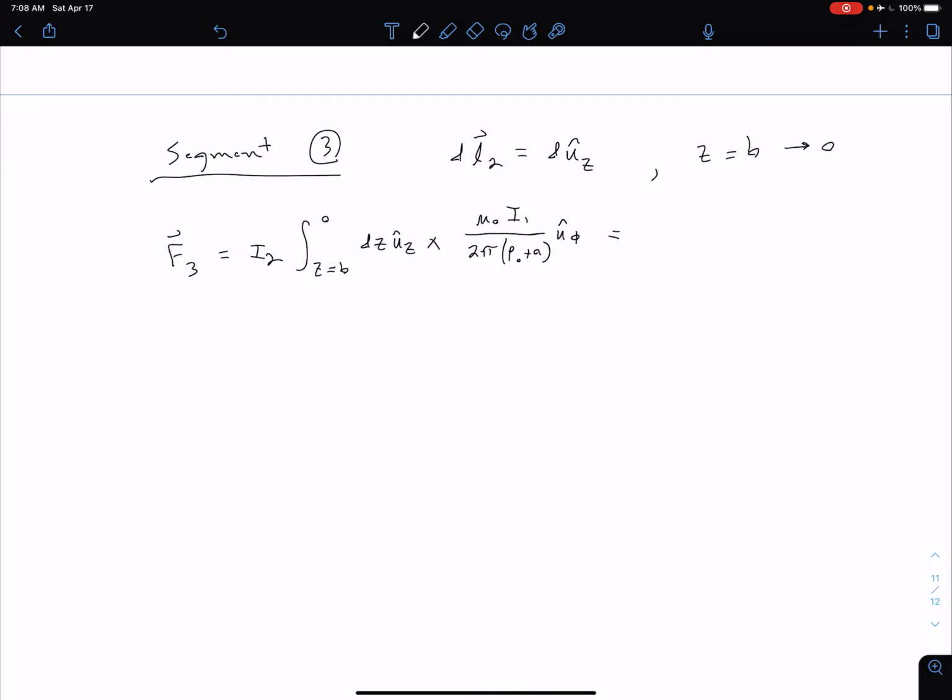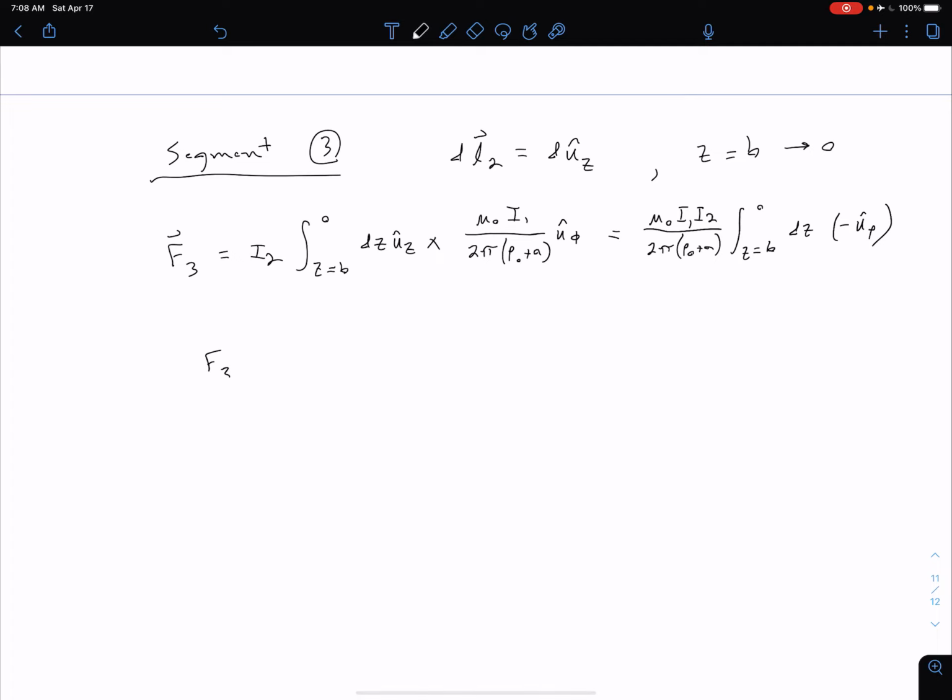And so again, we can pull out all of those constants. So we're going to have mu naught I1 I2 divided by 2 pi, and then our rho naught plus a is also a constant value, so that can come out. And we have the integral from z equals b to 0 of dz, and our direction is z cross phi, which again is going to be negative rho. And what we see is when we do this integral here now, again, we get z, but because it's evaluated from b to 0, we get a negative b. And so that negative is going to cancel out with the negative sign here in our rho direction.